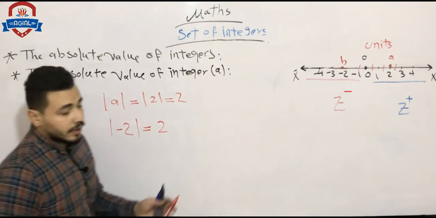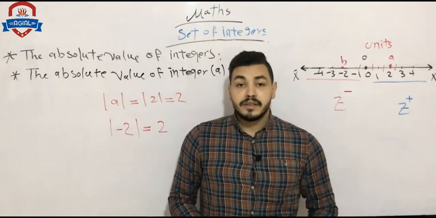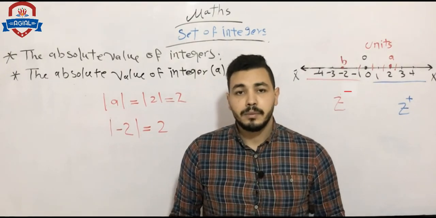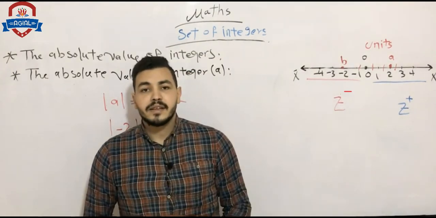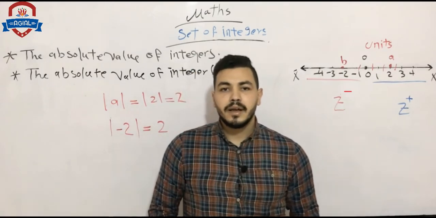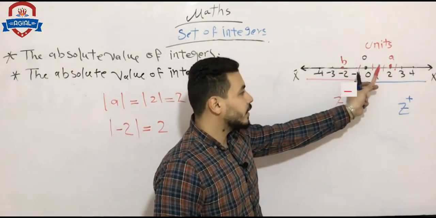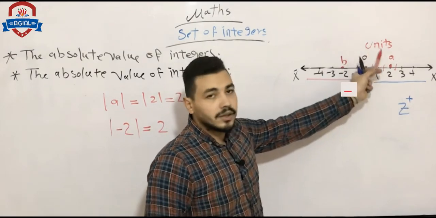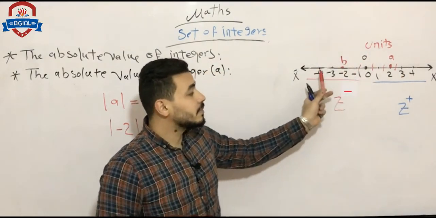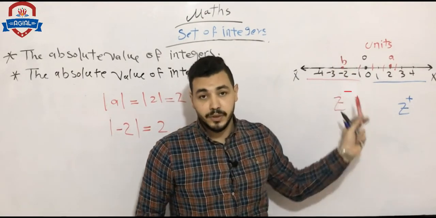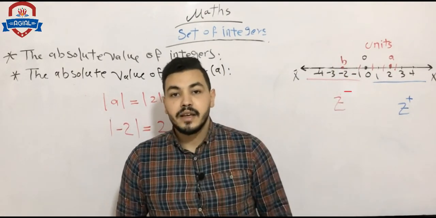So now each number and its inverse have the same absolute value, because they have the same distance between each of them and the location of 0. The distance between the location of A and the location of 0 equals 2 units, and the distance between the location of B and the location of 0 equals 2 units. So they have the same absolute value.